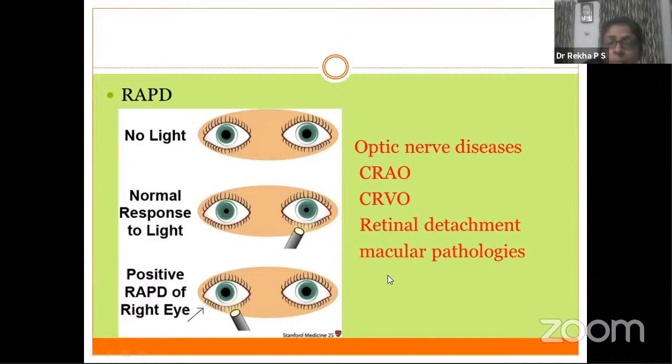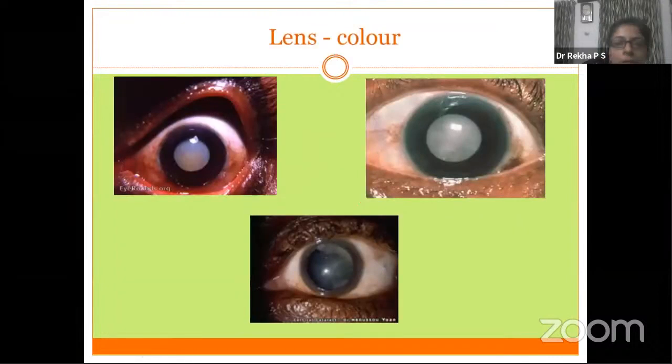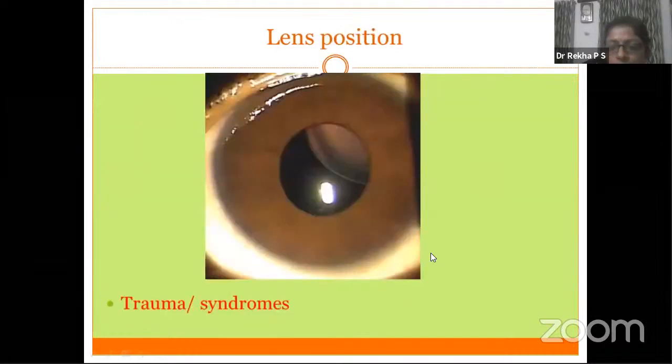So RAPD sometimes may be the only sign for diseases like optic neuritis. So we should be very careful. Now regarding the lens, you can grade a cataract. Lens color, you may be familiar. You can grade the cataract according to the lens color.